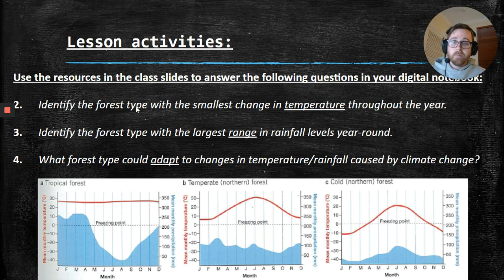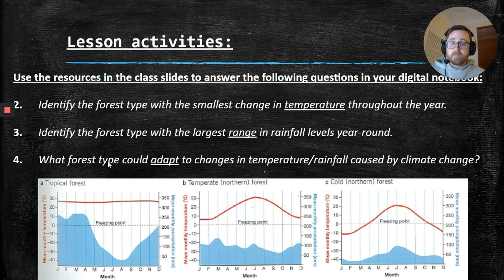Looking at these graphs, identify the forest type with the smallest change in temperature throughout the year. So not the hottest or the coldest, just the one that does not change throughout the year. Question 3: identify the type of forest with the largest range in rainfall levels year-round. Again, not just the biggest or the smallest, but the one that shows the biggest change, the biggest range. So it's going up and down, up and down.